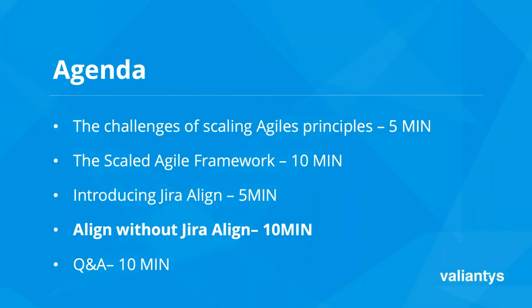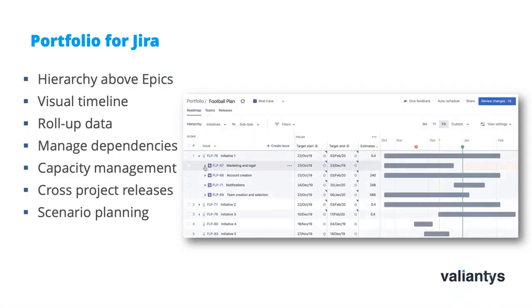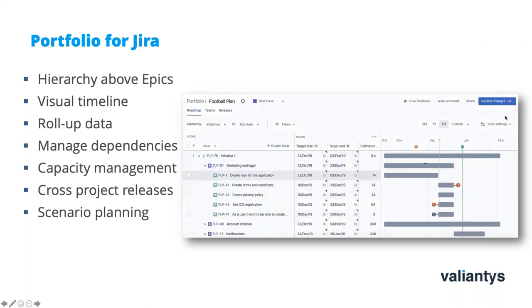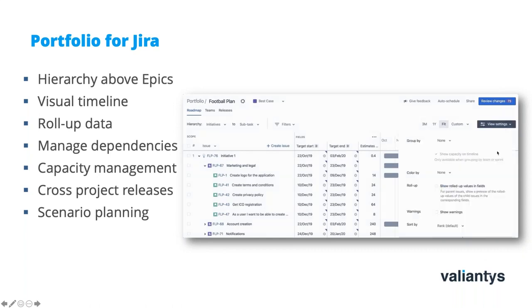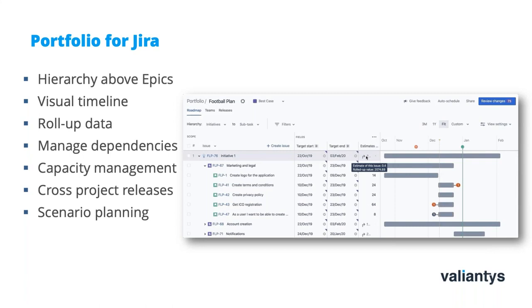So what solutions are there if you don't use Jira Align? The first possibility would be an app from Atlassian itself, Portfolio for Jira. The app is available on Atlassian Cloud, and the app is available on Atlassian Server and Data Center.